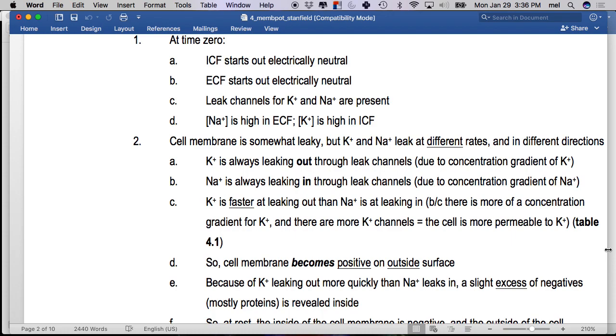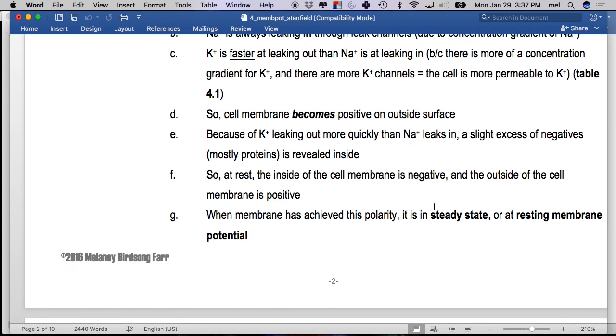And before we have a charge, the reason that they are leaking is just due to concentration gradients, right? We haven't built a charge yet. But we said, of course, that potassium is faster initially at leaking out than sodium is at leaking in because there's a greater concentration gradient and more channels. Good. And so what we let it do is, given just a minute and no charge at all, we let it sit there and leak. And then what happens? We accumulate a positive charge where? Outside. We reveal a negative charge inside. And the negative charge, by the way, that we're primarily seeing is these negatively charged proteins.